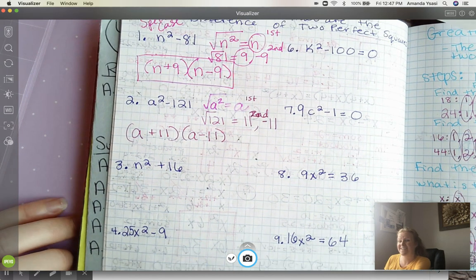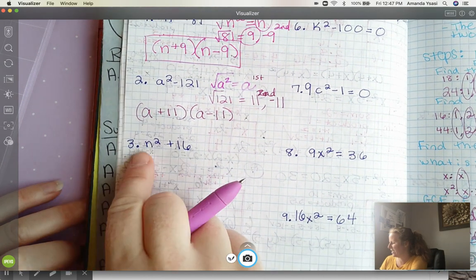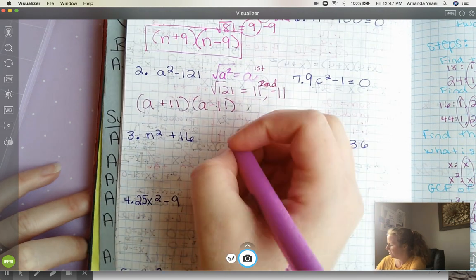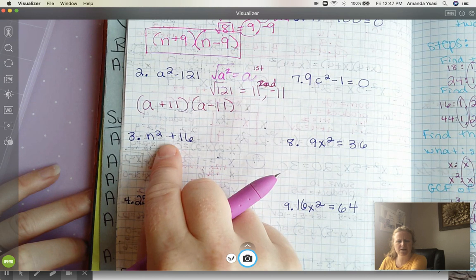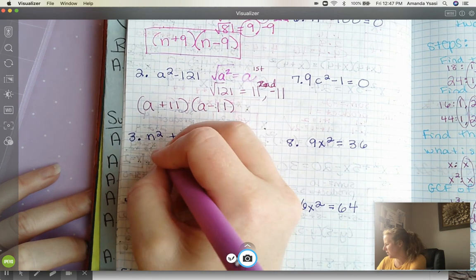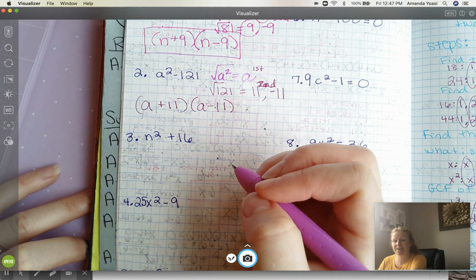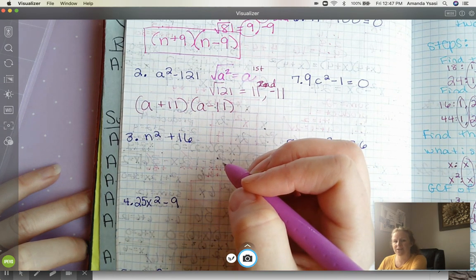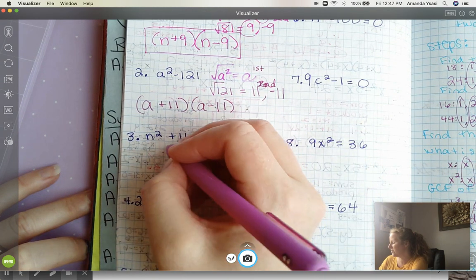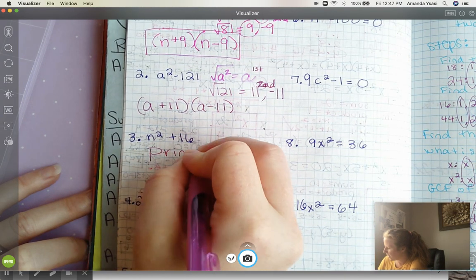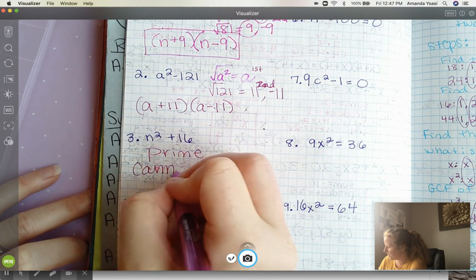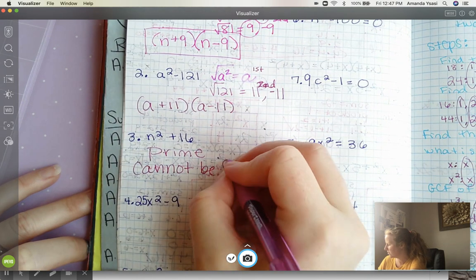Hopefully you're getting the hang of it. Okay, let's look at the next one. n squared plus 16. This is addition. That's not difference of squares. So this is going to be prime because there's nothing that you can do to get rid of the middle term. So this is called prime whenever it can't be factored.